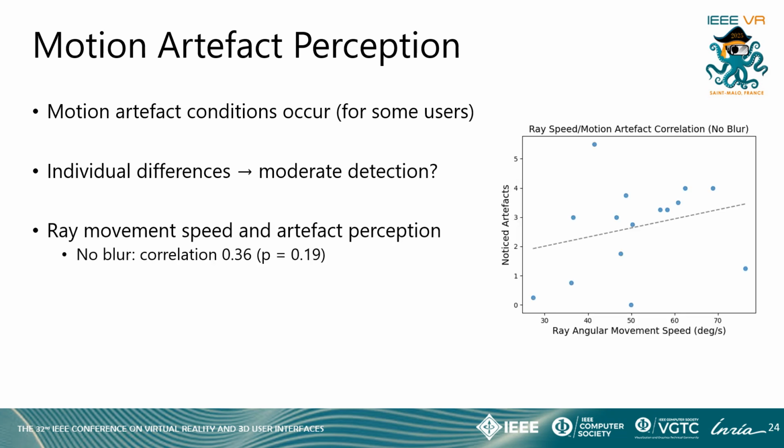To test for connections between individual movement differences and artifact perception, we investigated the correlation between ray movement speed and artifact perception when the blur mode was disabled. The data hints at a positive correlation, especially if outliers are discarded. We plan future work with a larger sample size to shed more light on this correlation.